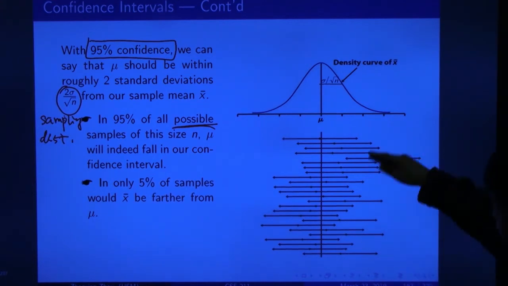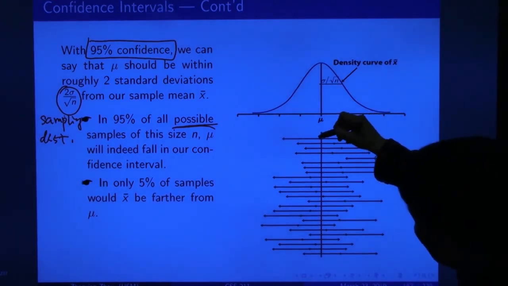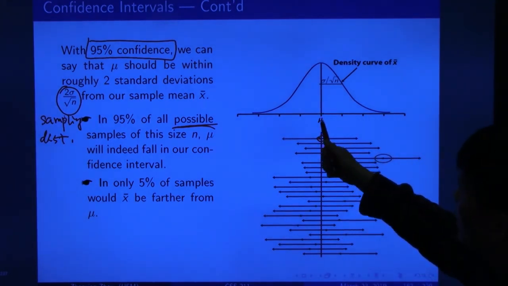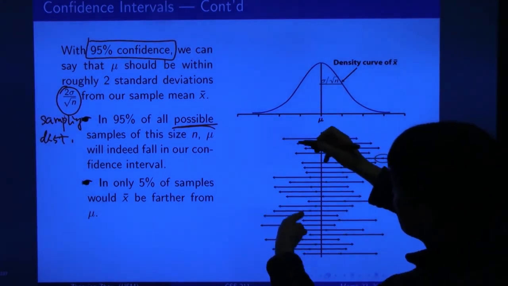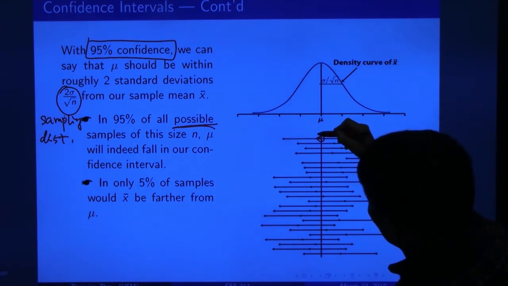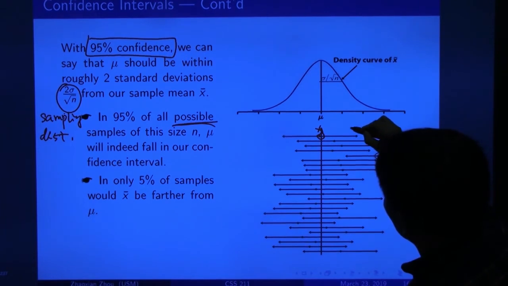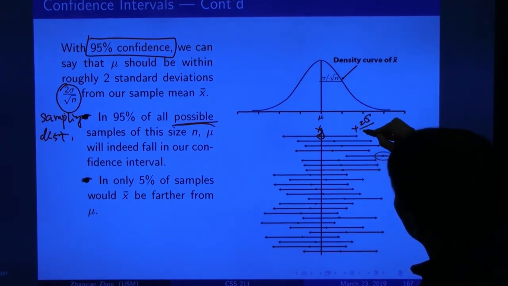So in this example here, look at this. The first X1 bar is here. So yes, this mu is within, see this one. This is X1 bar, and this is plus 2 standard deviations over square root of n.